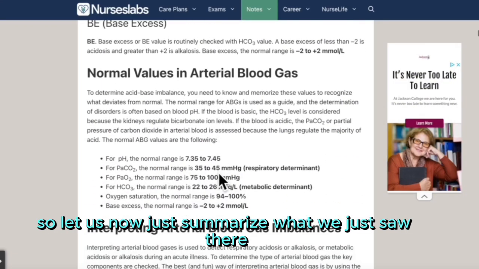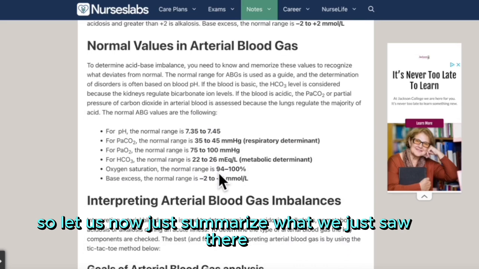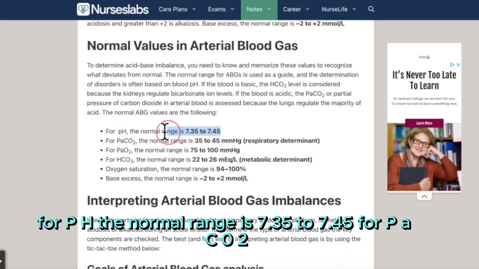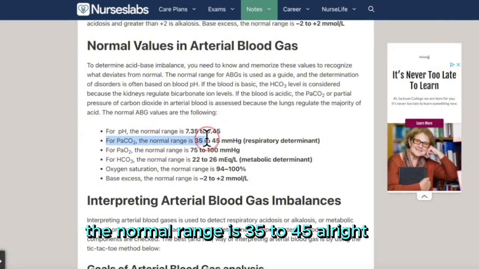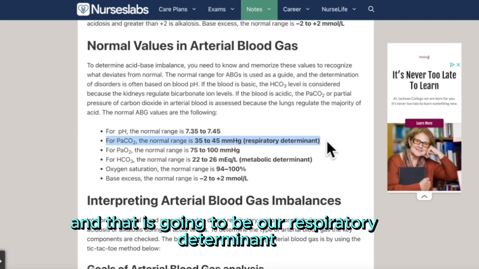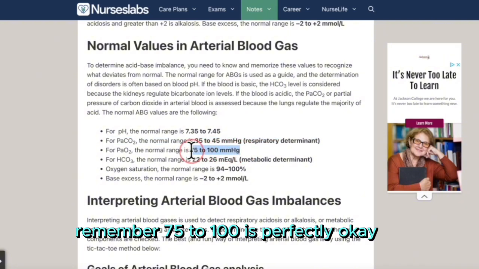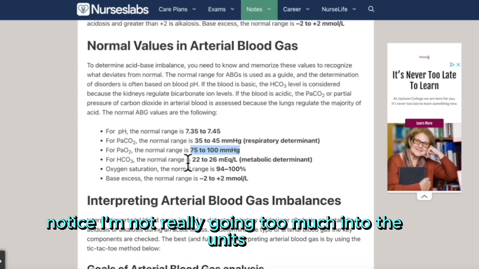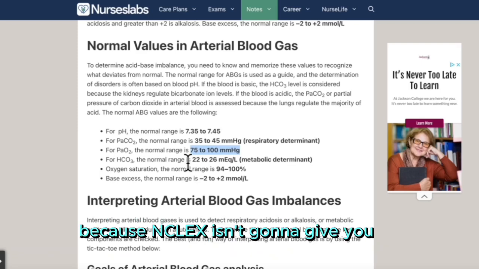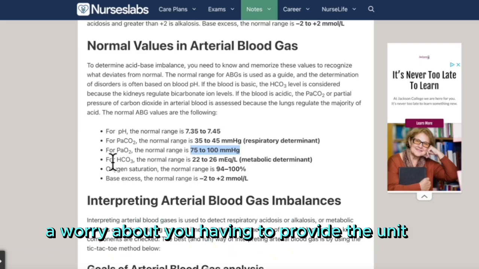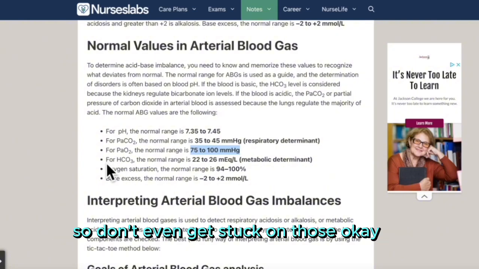So let us now just summarize what we just saw there. For pH, the normal range is 7.35 to 7.45. For PaCO2, the normal range is 35 to 45, and that is going to be our respiratory determinant. For PaO2, remember 75 to 100 is perfectly okay. Notice I'm not really going too much into the units because NCLEX isn't going to worry about you having to provide the units, so don't even get stuck on those, okay?